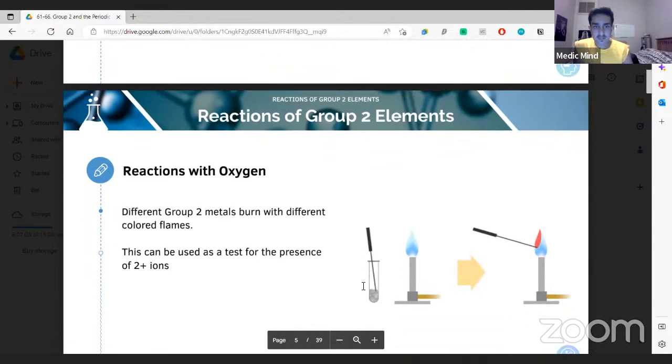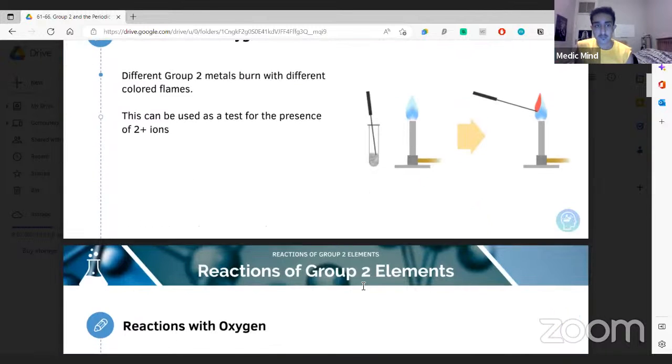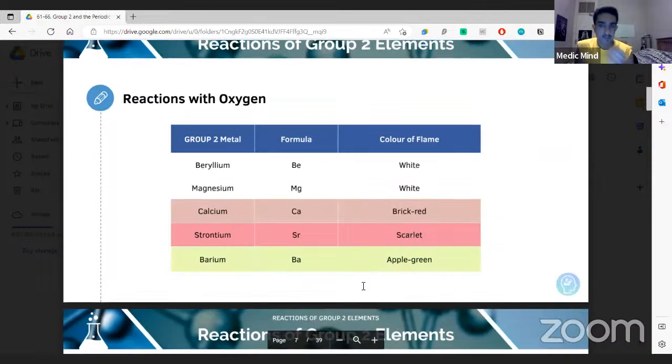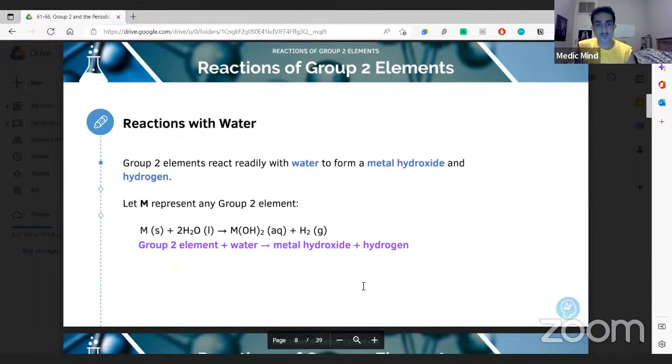And again, different metals burn with different colored flames, which can be used as a test for the presence of 2+ ions. So the ones that you should probably be aware of is beryllium, magnesium is white, calcium is brick red, strontium is scarlet, and barium is apple green. These are some of the ones that you should be aware of. And again, when you're going back over the recording, you might want to stop and write these down.